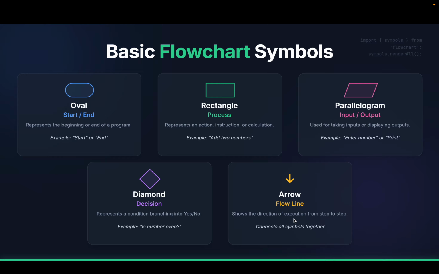And the fifth one is the arrow. It is used to show the direction of execution. These symbols make flowcharts universal and easy to understand.